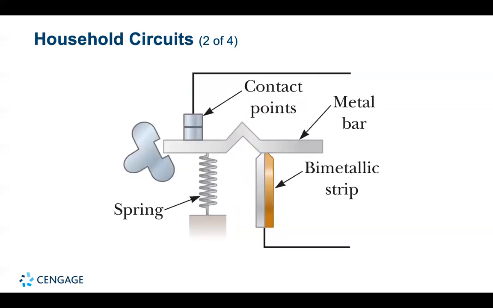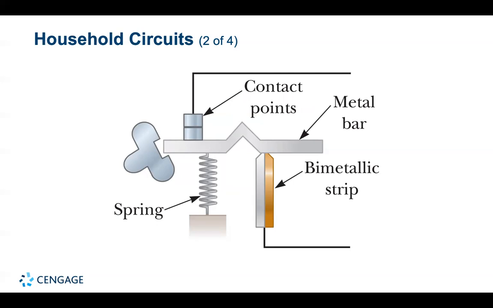So now we have a picture of a circuit breaker that uses a bimetallic strip for its operation. In modern homes, circuit breakers are used instead of fuses. When the current in a circuit exceeds some value, say 15 or 20 amps, the circuit breaker acts as a switch and opens the circuit. The figure shows one design for a circuit breaker.